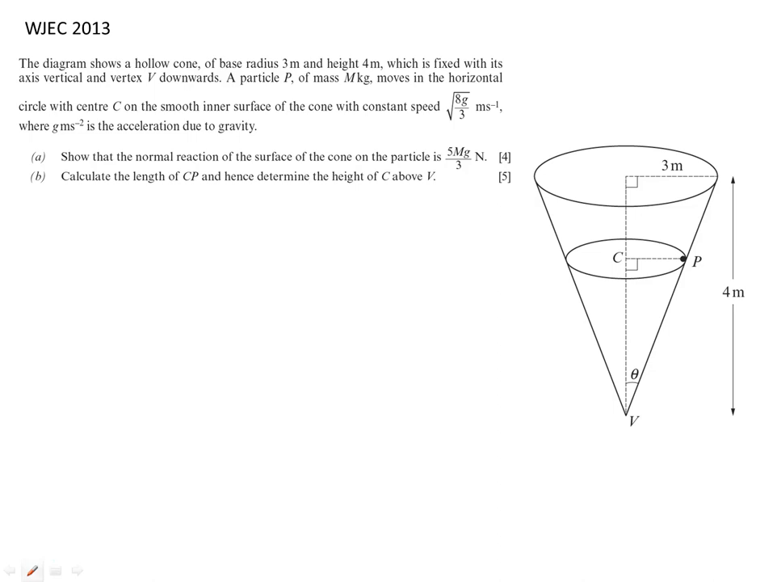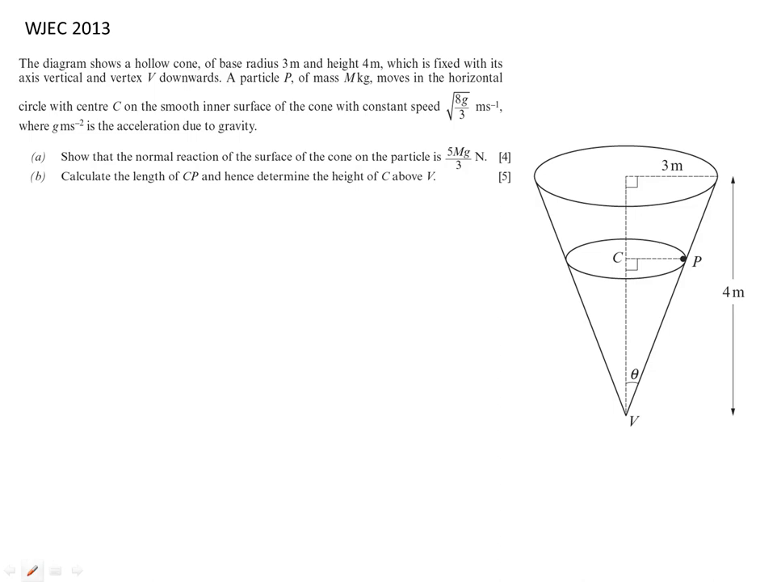So we move rapidly on and have a look at 2 or 3 examples. For our first example, we have a hollow cone of base radius 3 meters, height 4 meters, which is fixed with its axis vertical and the vertex V pointing downwards. Particle P of mass m kilograms moves in a horizontal circle with centre C on the smooth inner surface of the cone with a speed of root 8g over 3 meters per second, where g is acceleration due to gravity.